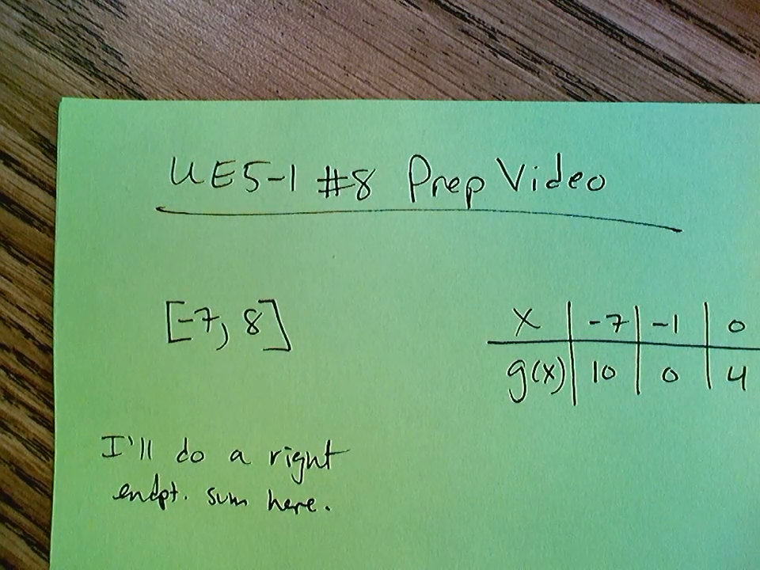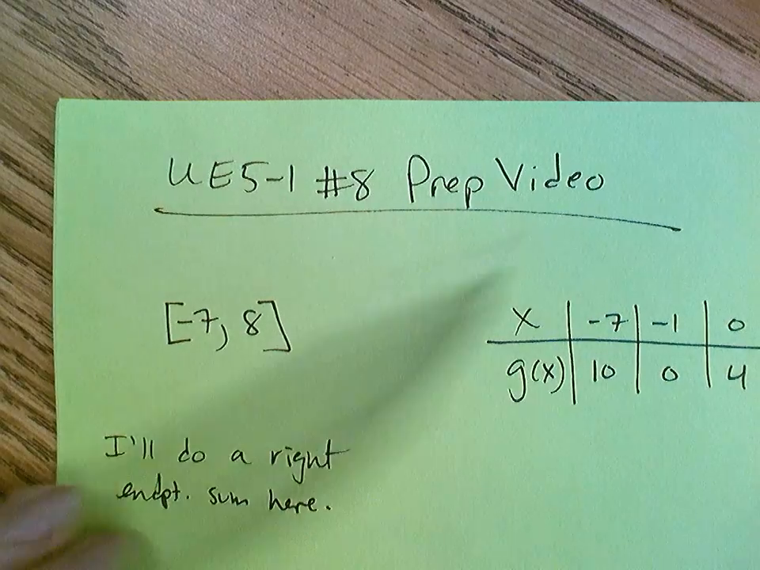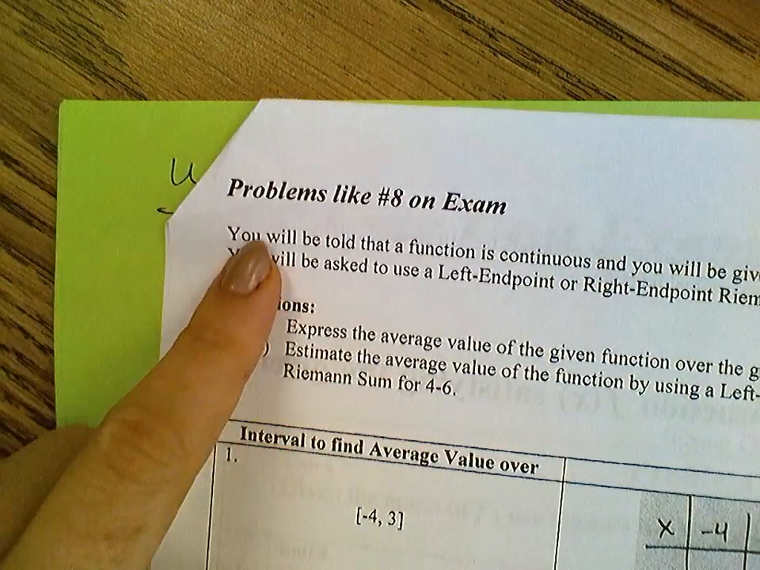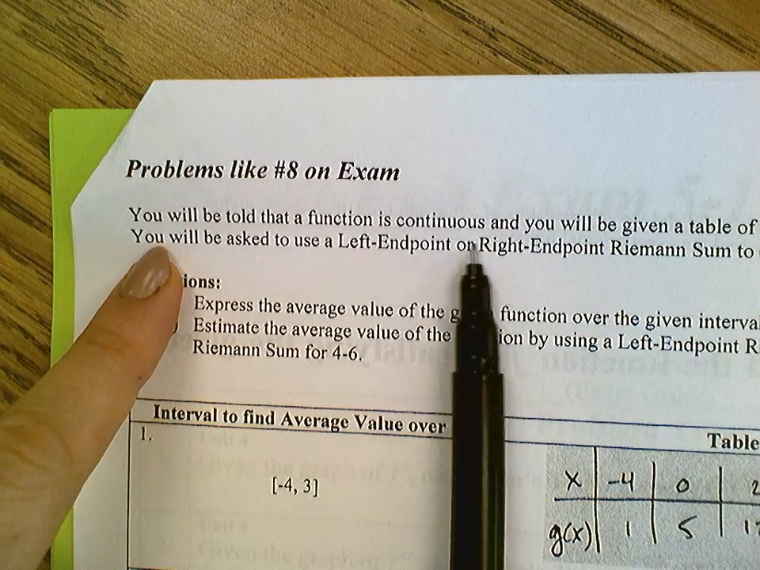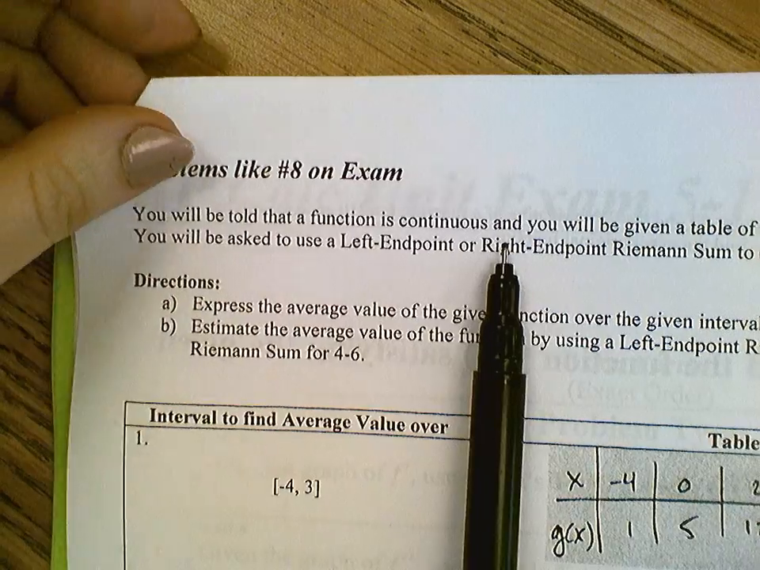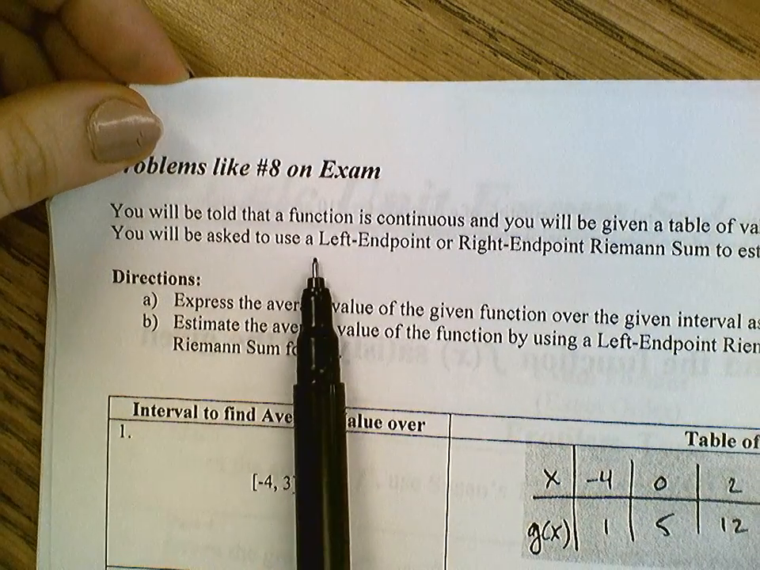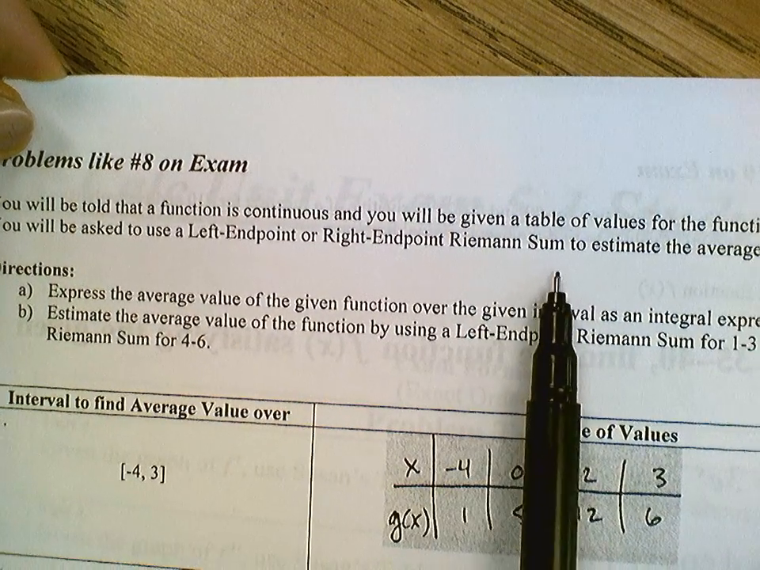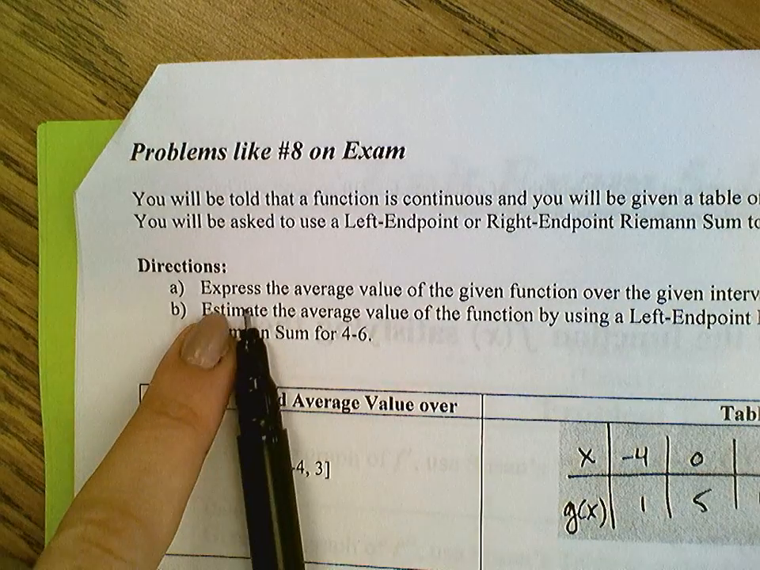Okay, so this is the Unit Exam 5-1, number 8 prep video. Number 8 is, if you look in your packet, these are problems like number 8. You'll be told that a function is continuous, and you will be given a table of values for the function. You will be asked to use a left endpoint or right endpoint Riemann sum to estimate the average value of the function. So here are the directions, which I'm going to follow.